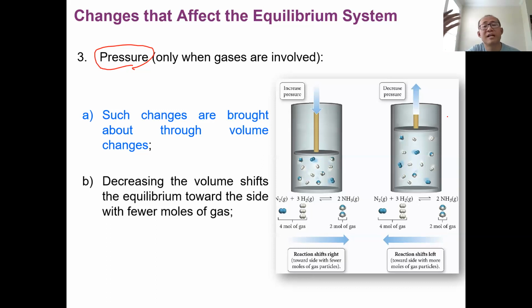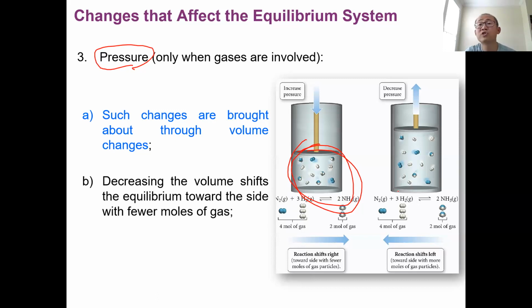Remember we studied Boyle's law. Boyle's law means if you increase the pressure, you're decreasing the volume. So when you decrease the volume, the reaction tends to move to the direction with smaller volume, because it's too crowded, right? If you look at this reaction, on the left side there are 4 molecules. On the right side, there are 2 moles of molecules.